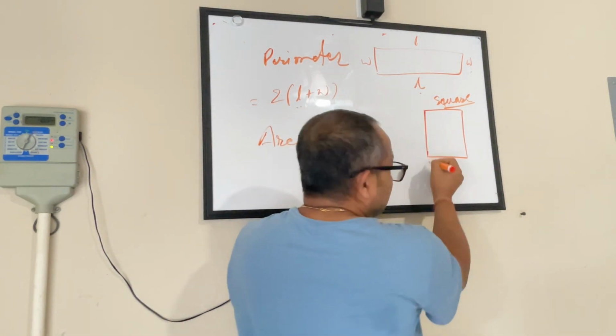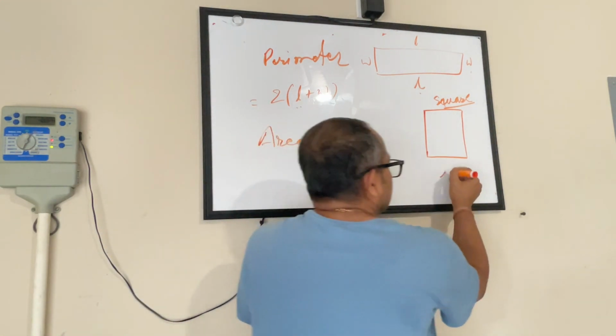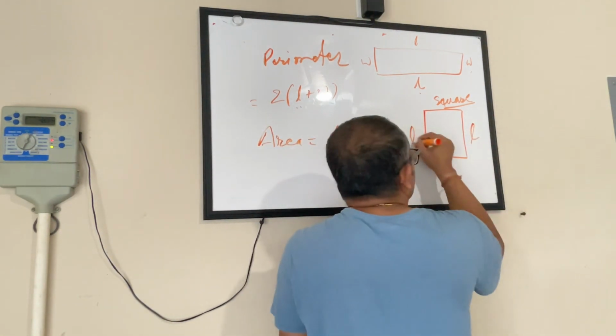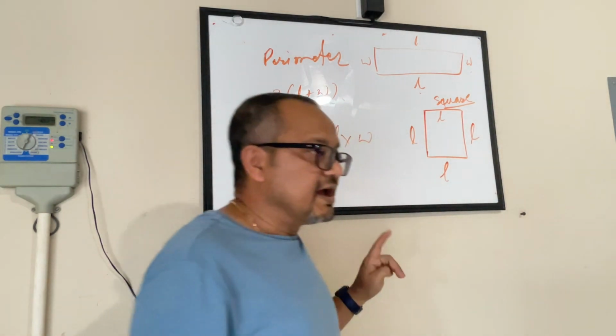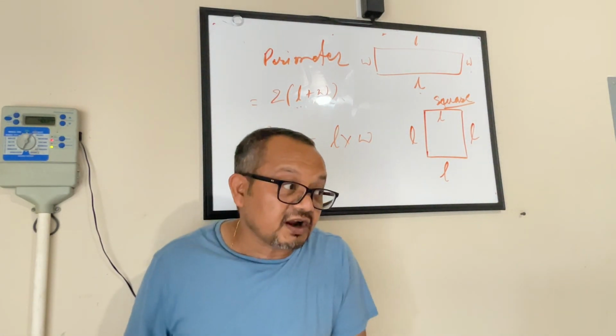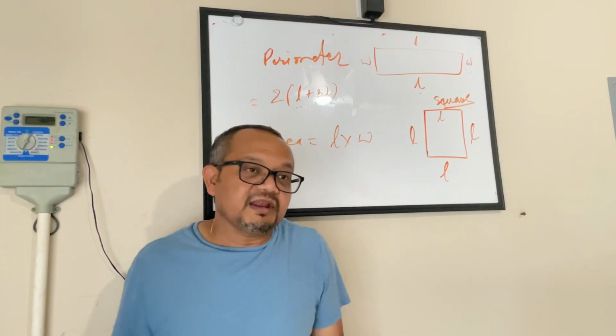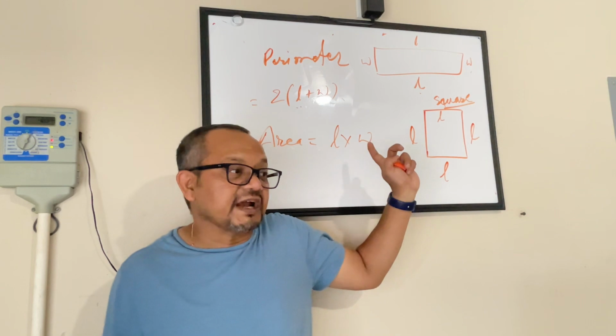Now, tell me, if I have a square, what is the property of a square? All the sides are the same length. Yeah? So this is length, this is length, this is also length, this is also length. Can you tell me what will be the perimeter of a square? Listen to the question clearly, okay? Perimeter of a square with the side as L.